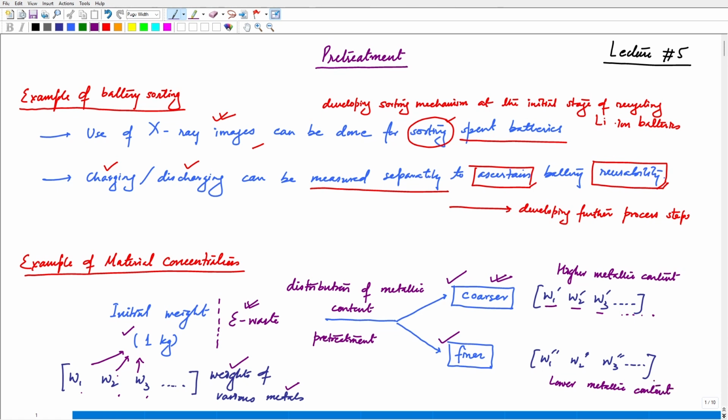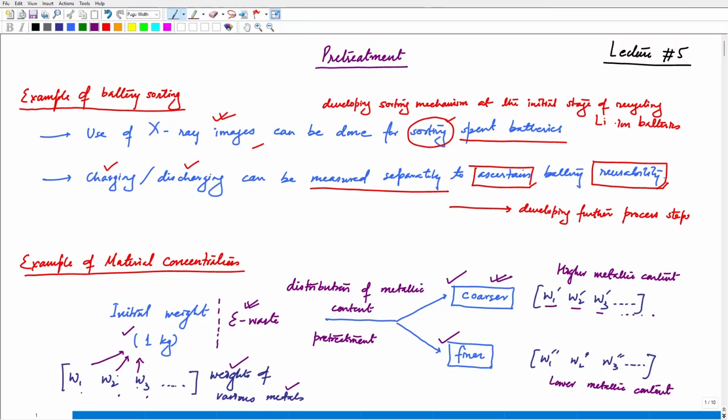It is just a possibility. So one has to really characterize the wastes, and it is essential to characterize the waste streams at every step that we do. So for instance, the initial characterization gives us the values of W1, W2, W3, and only after characterizing the final products, let's say the coarser fraction and finer fraction, are we able to determine W1', W2', W3', and W1'', W2'', W3''.